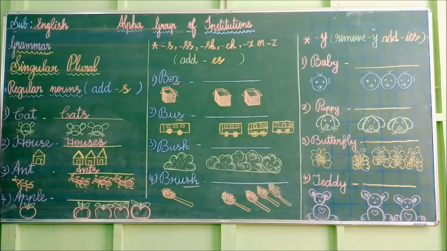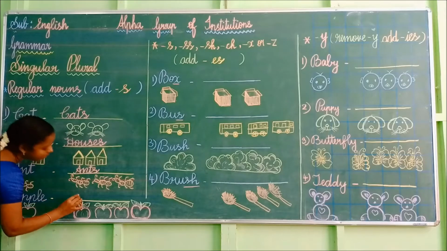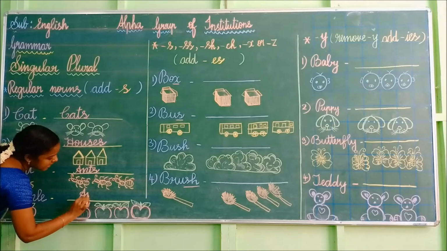See the next one. Apple. A-P-P-L-E. Apple. Here you have only one apple. So it is singular. Here you have 1, 2, 3, 4 apples. So you have to change the apple into plural. See, apple. The plural form of apple is apples.